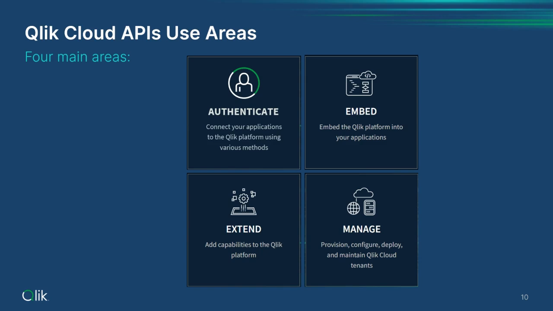Embed allows you to integrate Qlik analytics seamlessly into your applications or websites using web components like Qlik Embed and Capability APIs. Extend is to enhance and customize Qlik capabilities by building extensions, widgets, and integrating with external services. And manage is to automate everything related to automation and oversee your Qlik Cloud environment, including tasks like app management, user provisioning, and monitoring.